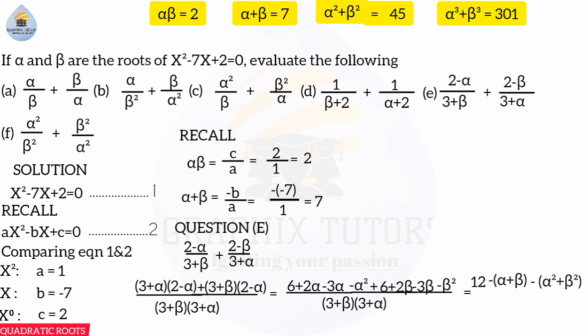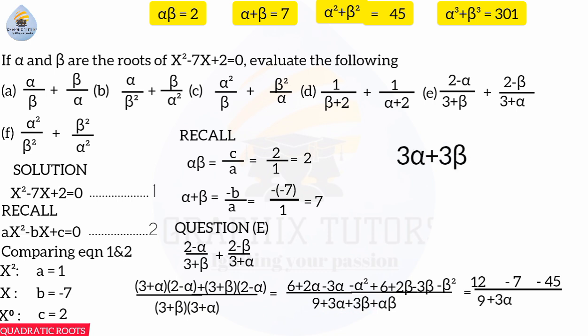Is that okay? So we'll now be left with 12 here, minus alpha plus beta is 7. So 7 minus alpha square plus beta square, from what you can see on the screen here, that is 45, all over 9 plus, if you do the same thing under here, what is common to both sides here? It is 3. So if I bring 3 out, I'll be left with what? Alpha plus beta plus alpha beta. So we're having 9 plus 3 in bracket, alpha plus beta is 7. So we have 7 plus what? Alpha beta is 2. So we'll now be having 12 minus 7 minus 45. That will give me minus 40.